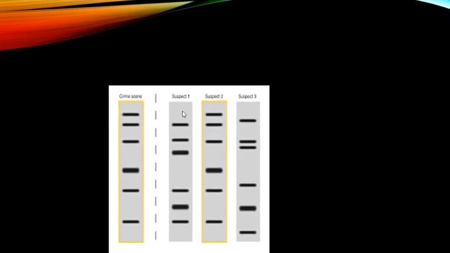regarding this document. So as you can see, the DNA collected from the crime scene matches with suspect number 2. So this has allowed us to know that suspect 2 is the criminal whose DNA was found at the crime scene.